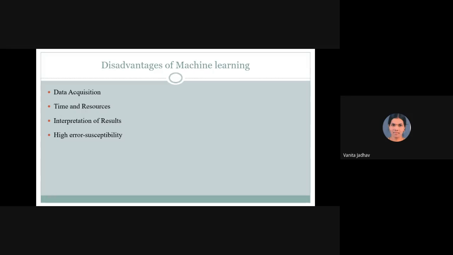In unsupervised learning, we are training the computer on unlabeled data. So in unsupervised learning, we use clustering algorithms, and association rules are used in unsupervised learning.